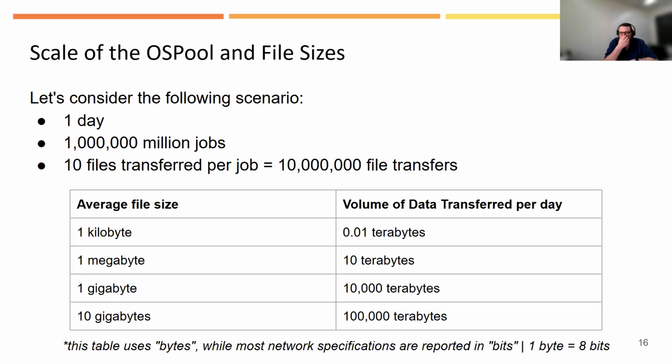And just a brief note, I'm using bytes here. A proper network computer scientist would use bits. So multiply by 8 to get what actual network hardware runs on. And for a 10 gigabyte average file size, that's nearing a petabit per day of transfers.